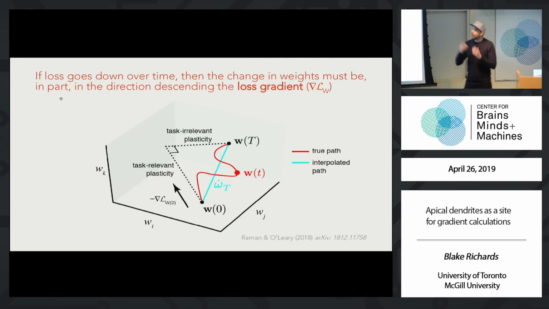Now, if your loss function is reducing over time, then you know that at least some component of the direction that you're going in your phenotypic space, and let's just again say this is synaptic weight space, is in the direction of the gradient. So if I've got, say, 3 synapses here, and I look at the setting of the synapses at some time step, and then some other time step t seconds later, they've changed over the course of that t to arrive at that point.